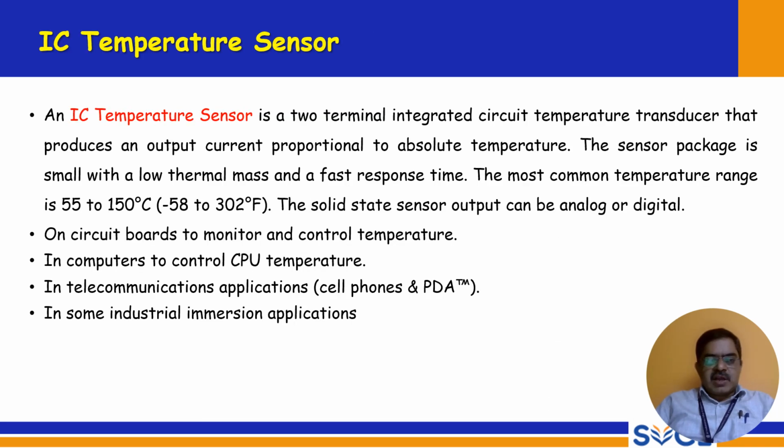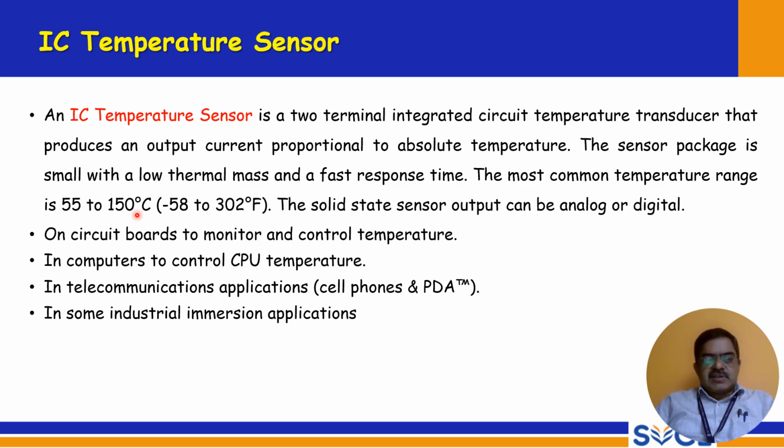Coming to the last type of temperature detector, the IC temperature sensor. There are integrated chips directly available to measure temperature. An IC temperature sensor is a two-terminal integrated circuit temperature transducer that produces an output current proportional to absolute temperature. The sensor package is small with a low thermal mass and fast response time. The most common temperature range is minus 55 to 150 degrees Celsius only. It is not used for higher temperature ranges.